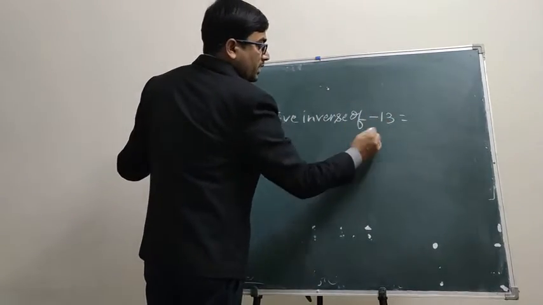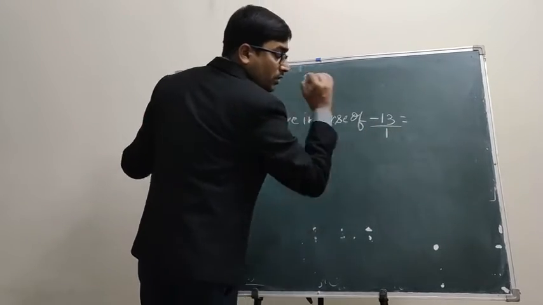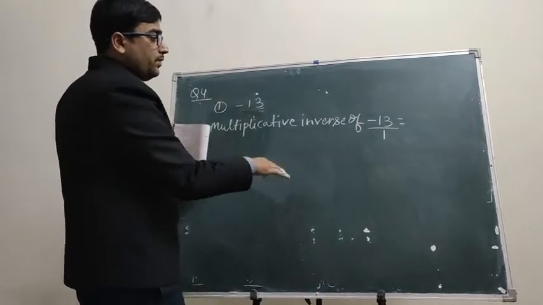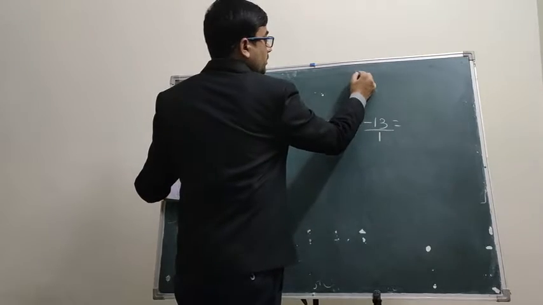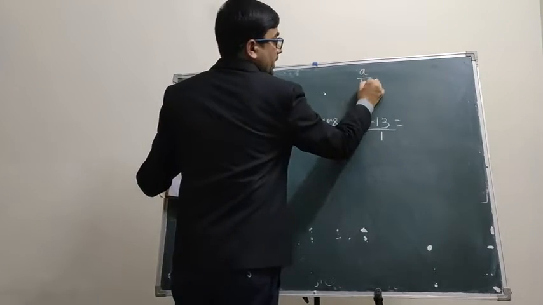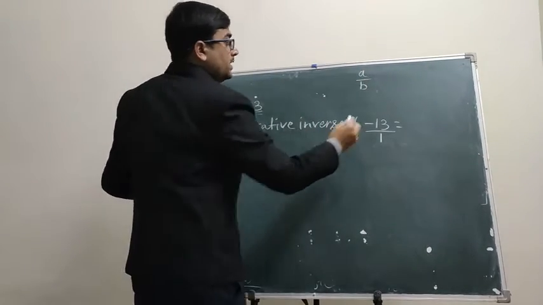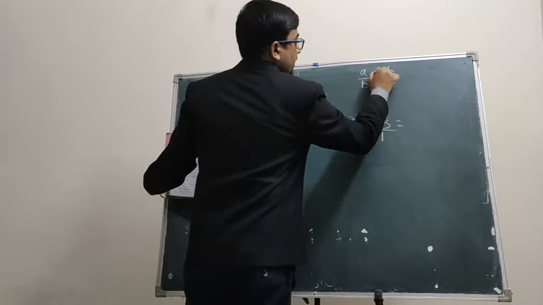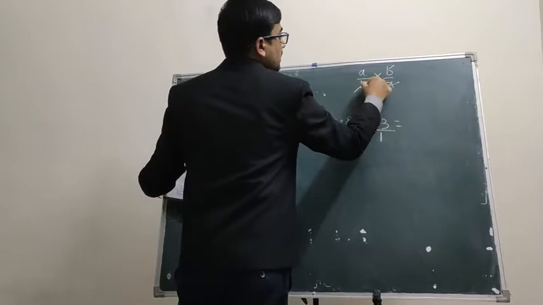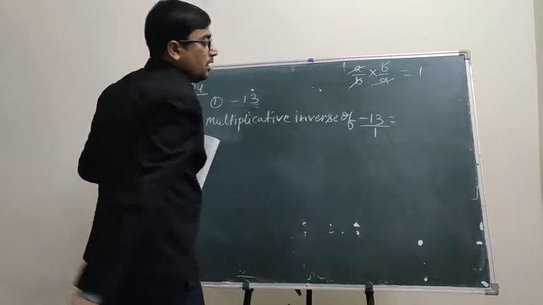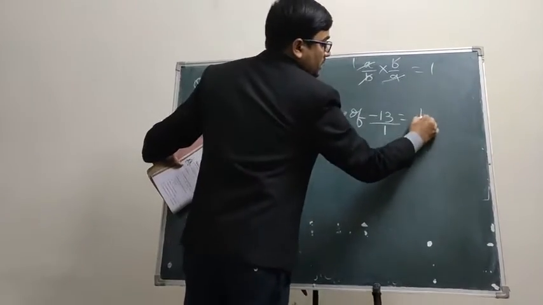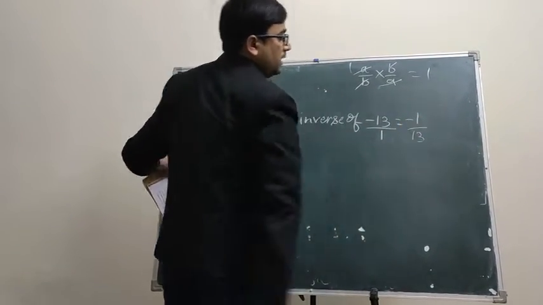You can write minus 13 as minus 13 upon 1. So the multiplicative inverse of minus 13, because you know the multiplicative inverse of a by b is b by a. That means when you multiply these terms you always get 1. Minus 13 upon 1 gives minus 1 upon 13.